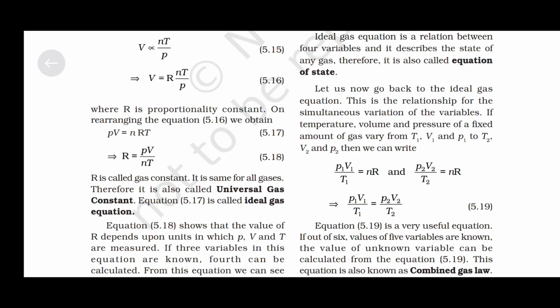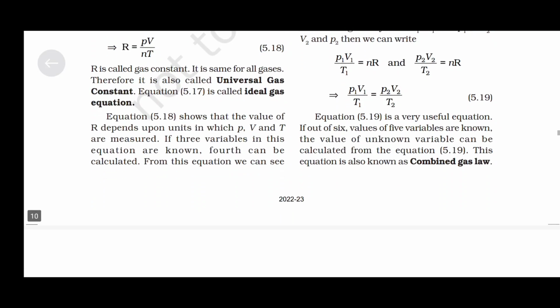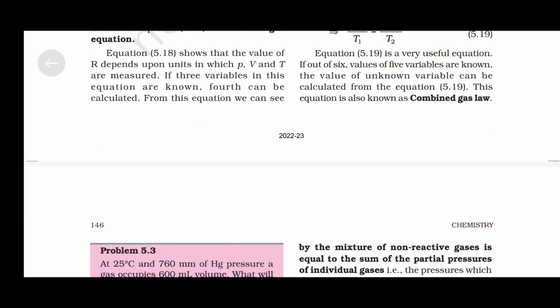If temperature, volume and pressure of a fixed amount of gas vary from T1, V1 and P1 to T2, V2 and P2, then we can write directly the equation P1 V1 upon T1 is equal to P2 V2 upon T2. We should know this equation. Equation 5.19 is a very useful equation. If out of the 6 values, 5 variables are known, the value of the unknown variable can be calculated from the equation. This equation is also known as combined gas law. So combined gas law is P1 V1 upon T1 is equal to P2 V2 upon T2.